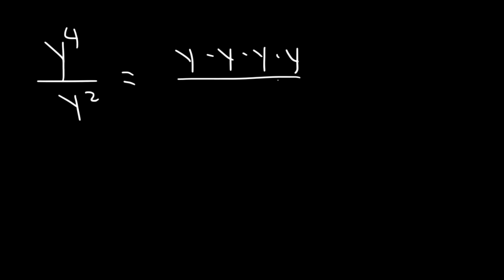Now what about this one? Y to the 4th divided by y squared. Y to the 4th is y times y times y times y. And y squared is simply y times y. So we could cancel 2 of these, leaving behind y times y, which is y squared.